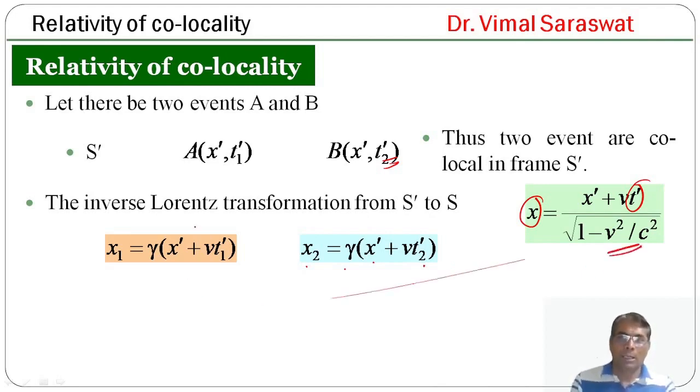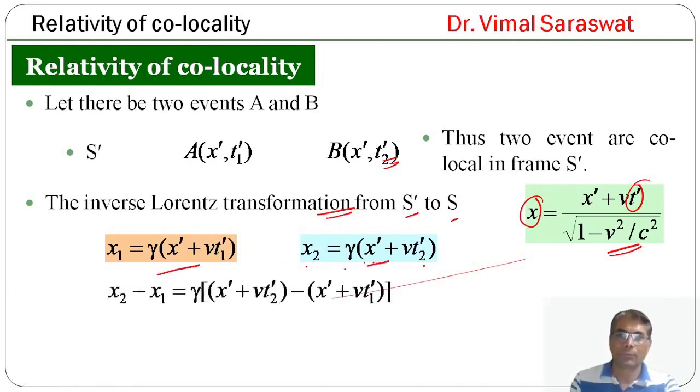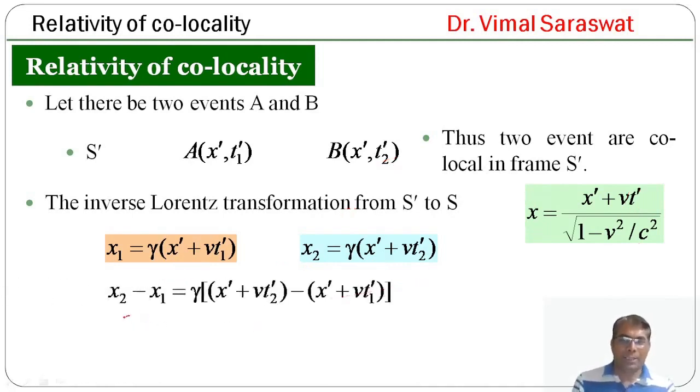So by using the inverse Lorentz transformation from frame S dash to S, we get these two coordinates. Now, if we want to find x2 minus x1, then this will be equal to gamma into (x dash plus v t2 dash) minus (x dash plus v t1 dash). Now, x dash and x dash will cancel out, and on taking v common here, we get x2 minus x1 equal to gamma v and in bracket t2 dash minus t1 dash. So x2 minus x1 equal to this one.